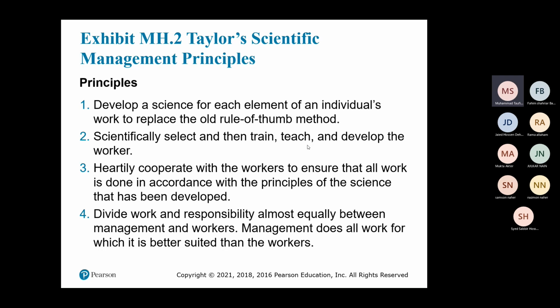These are the principles in the scientific management approach. The first principle is to develop a science for each element of an individual's work to replace the old rule of thumb method. Then scientifically select, train, teach and develop the worker. Then heartily cooperate with workers to ensure that all work is done according to the principles of science that have been developed. And then divide work and responsibility almost equally between management and worker. Management does all work for which it is better suited than the workers.